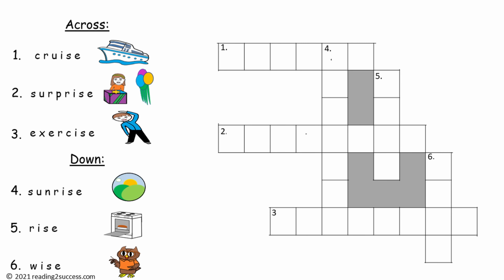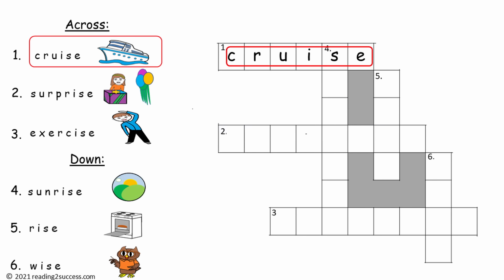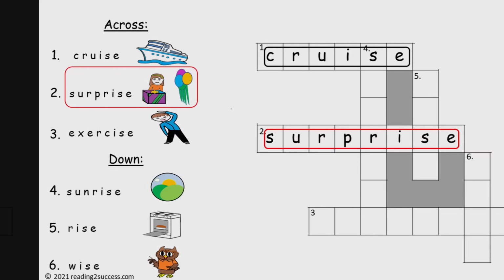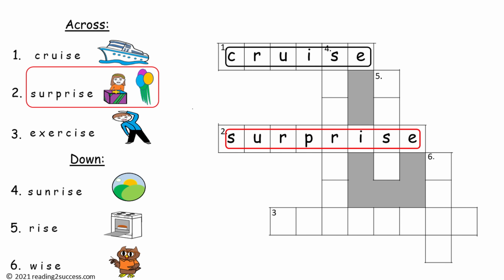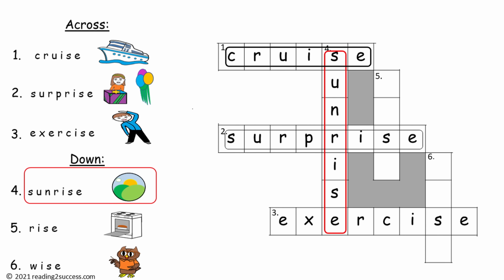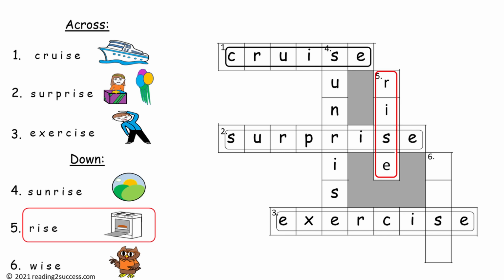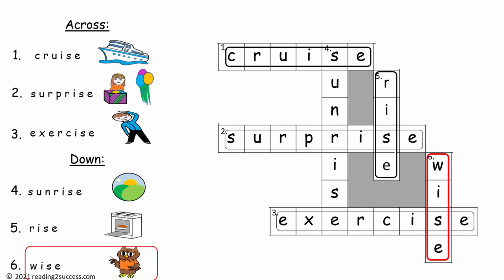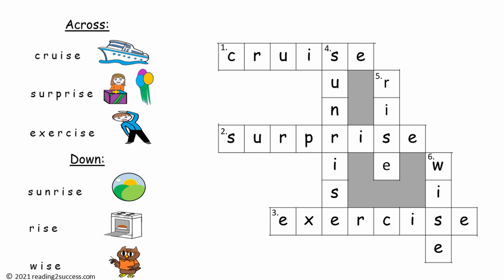Now have kids complete a crossword puzzle with words that end in the letters ISE, and the S makes the Z sound. One across is cruise. Two across is surprise. Three across is exercise. Four down is sunrise. Five down is rise. Six down is wise. And that completes a crossword puzzle.